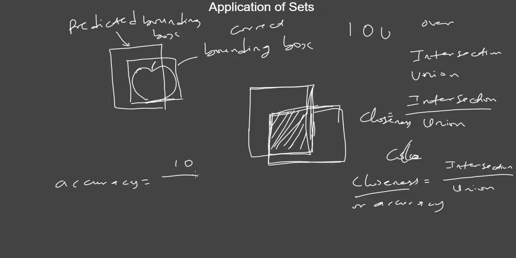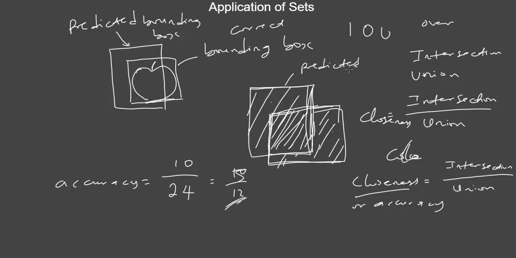And now, what is the union? The union is the shaded portion of both rectangles. Let's say in this case it turns out to be 24, for instance. Now, this ratio is a measure of the accuracy. So this becomes 5 over 12. If you convert this fraction to a decimal, this is a measure of how accurate this predicted box is.